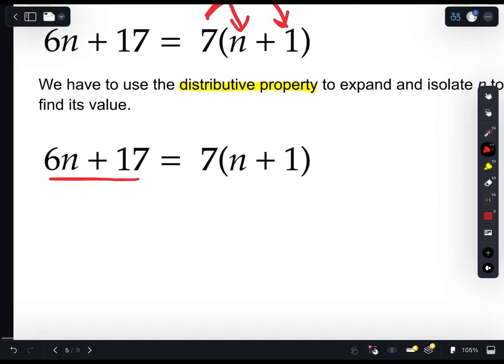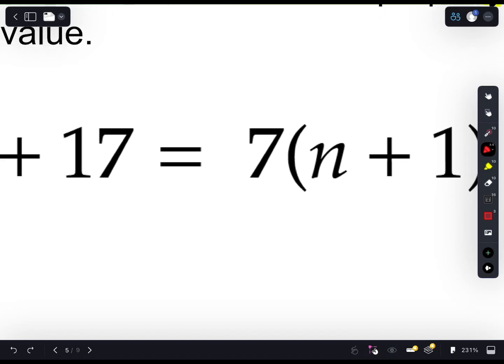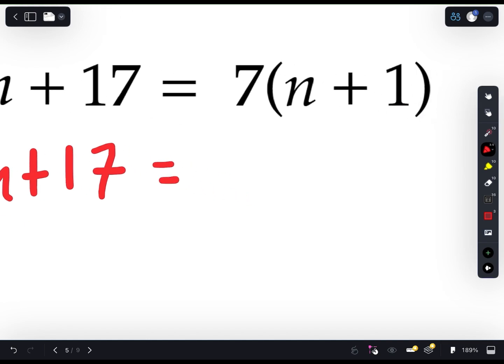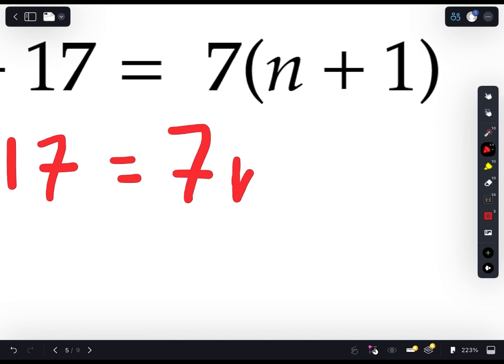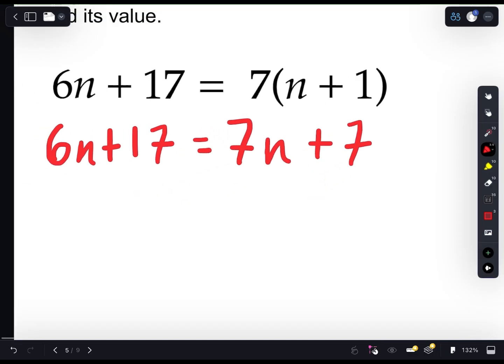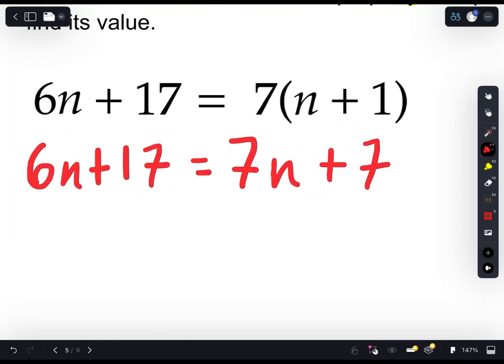I think I have this blank space here because I'm supposed to solve all this now. So I'll write it out. 6n plus 17 equals 7n plus 7. Okay, what do I do now? This is just simply an algebraic equation here. I just need to solve for n.